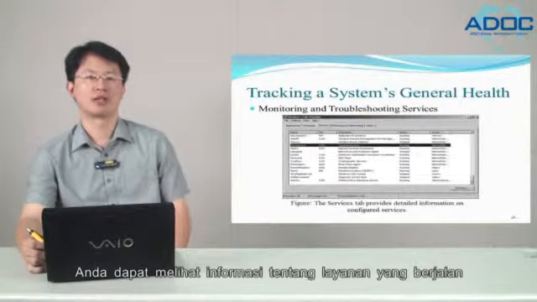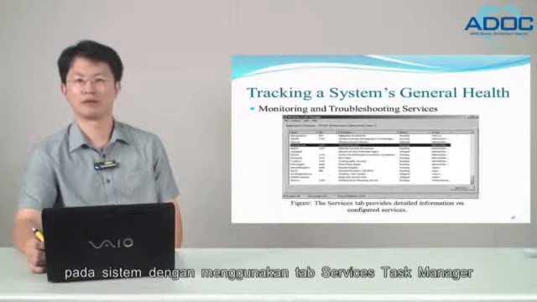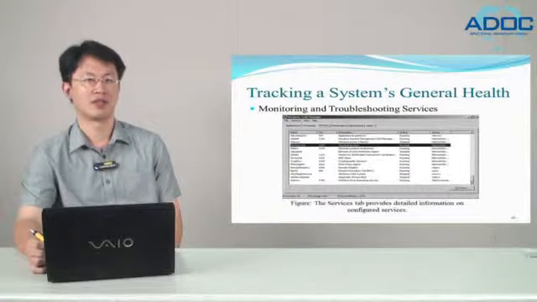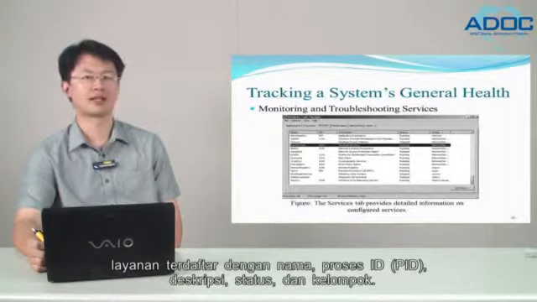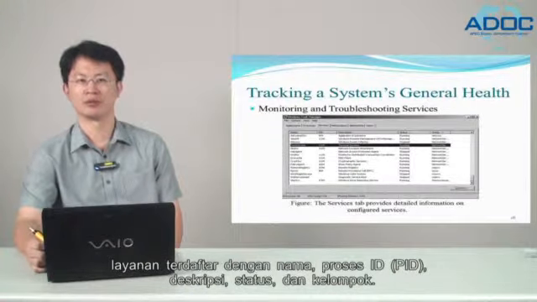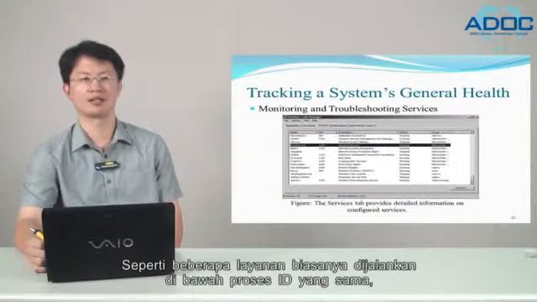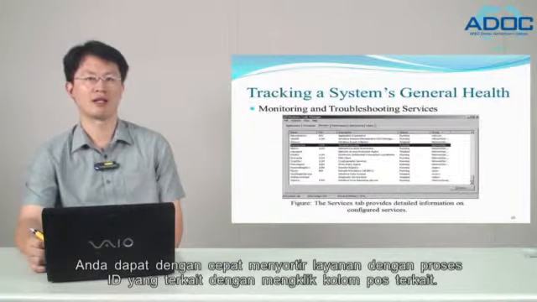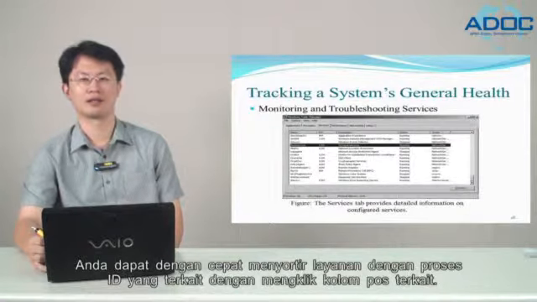You can view information about services running on a system by using the Services tab of Task Manager, or by running Get-Service, as shown in the figure. Services are listed by name, process ID (PID), description, status, and group. As multiple services typically run under the same process ID, you can quickly sort services by their associated process ID by clicking the related column heading.